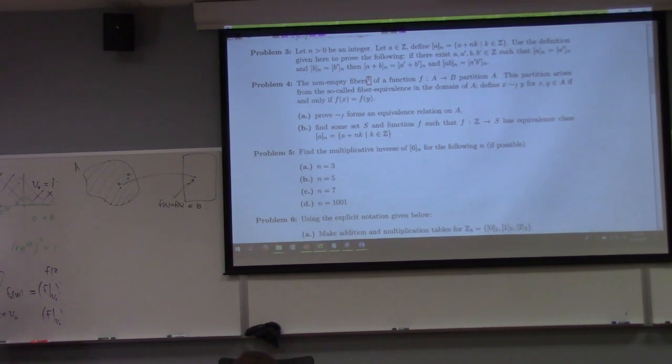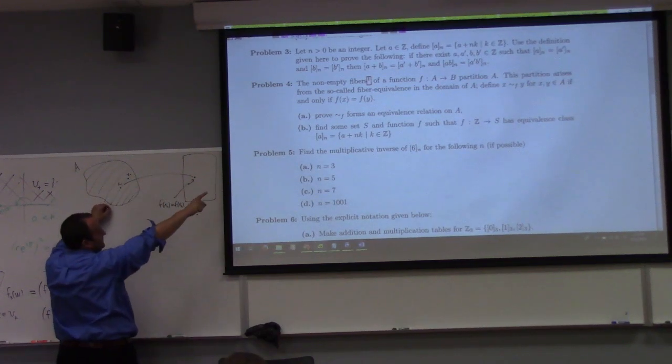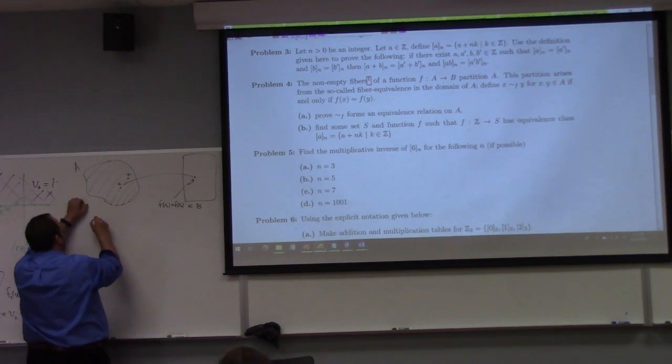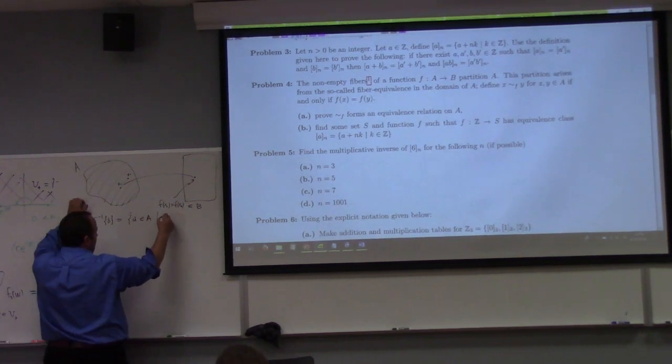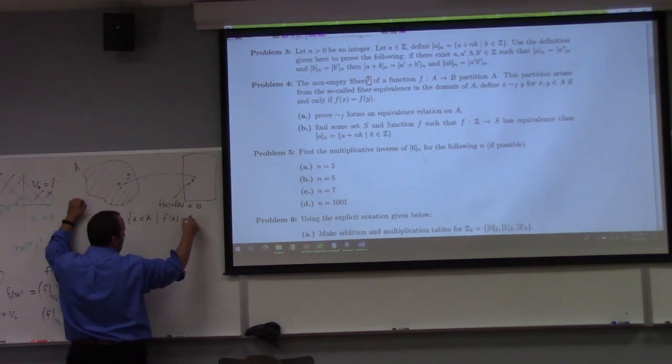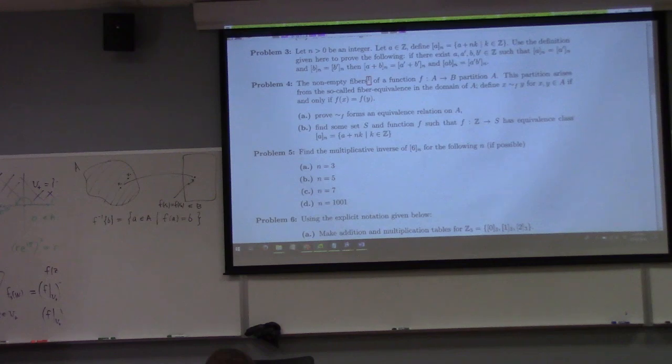And my claim is that the fibers, which I defined carefully in there, the fiber f inverse of b, is equal to the set of a in A such that f of a is equal to b, like that, right? So it's the set of all inputs which share the same output. That's the fiber over the output.